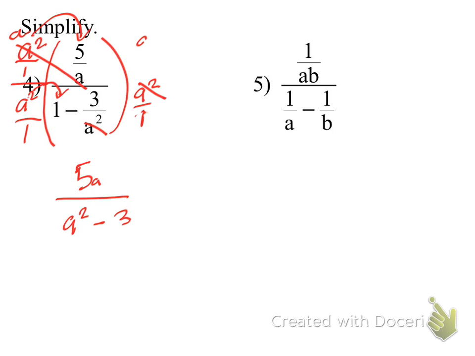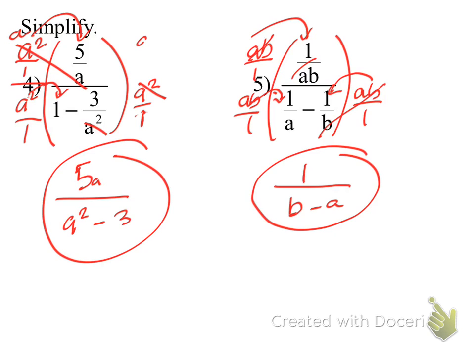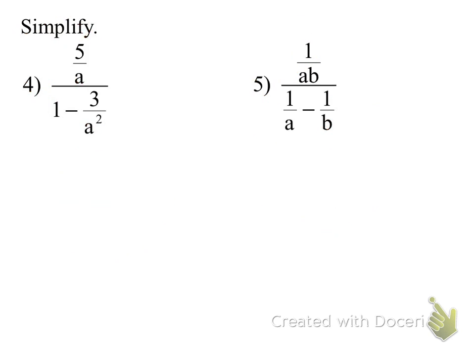Questions? All right. In the next one, what am I multiplying by? Multiply by ab over 1. Okay, when I distribute on the first one, what are we left with? 1. They cross cancel. The next one, over b minus b, and here, when I distribute, I'm left with the a. Questions? Okay. Let's move on to the next one.